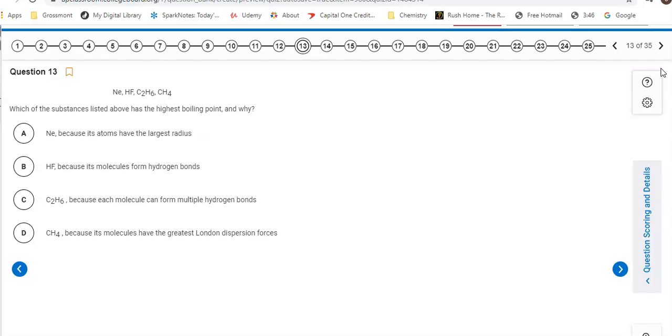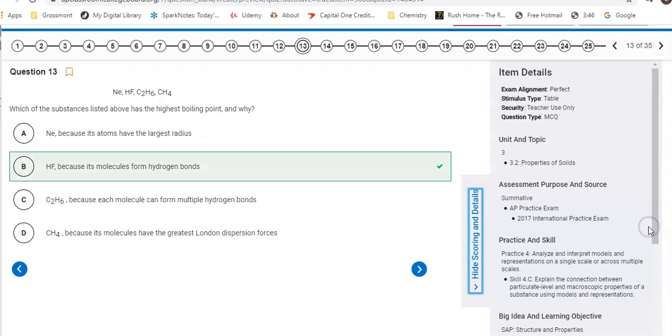HF. Now, HF is polar. It's hydrofluoric acid. Because fluorine is the most electronegative element, it will be polar. So since you have a polar molecule, it will stick to other polar molecules. Polar, meaning it has a dipole, a positive end and a negative end, is almost always, I can't say always, almost always stronger than London dispersion forces, and therefore it would be HF.